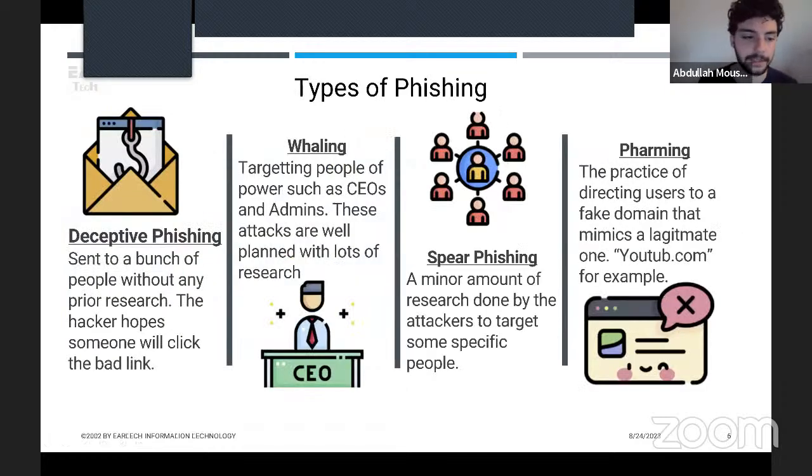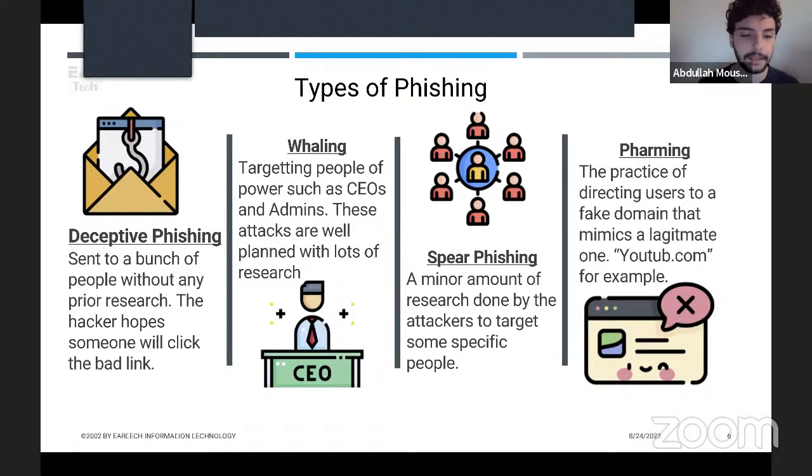Let's go over the types of phishing right now. So deceptive phishing, these are phishing attacks that are sent to a bunch of different people without any prior research, and the hackers are hoping that someone will click the link inside. You've probably gotten some of these in your junk mail. Only a very small percentage of people actually click on them, but the attackers are used to sending thousands of these every day. So the chances of someone clicking on it is almost guaranteed, which is unfortunate.